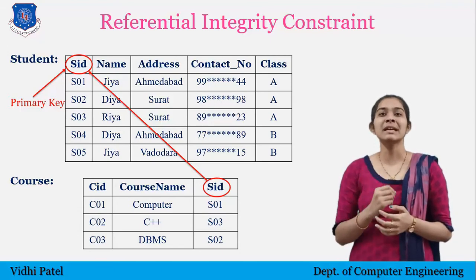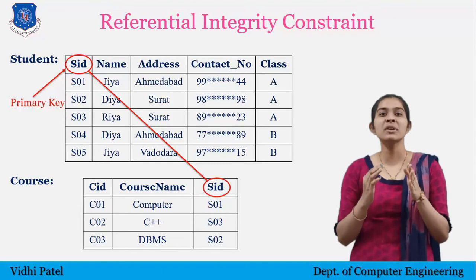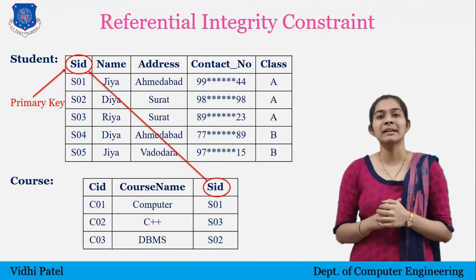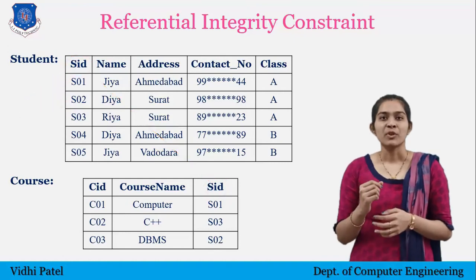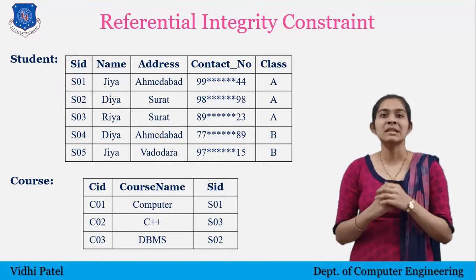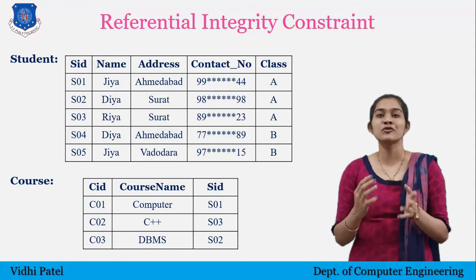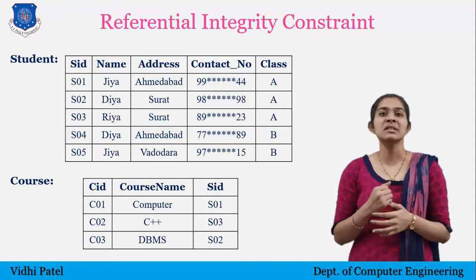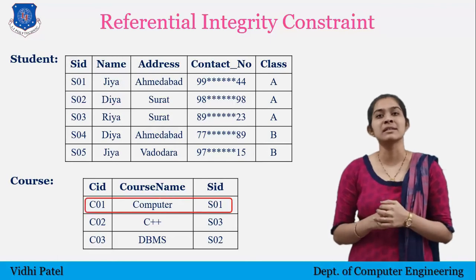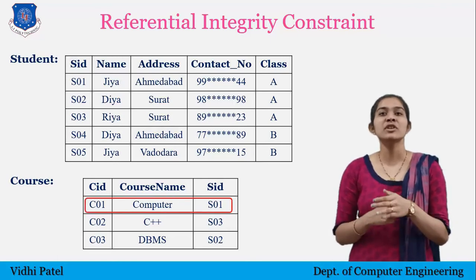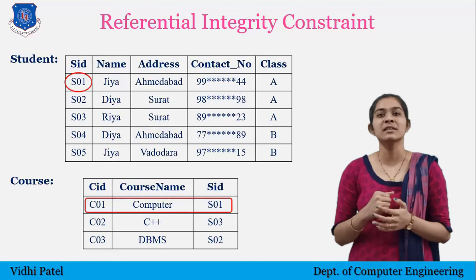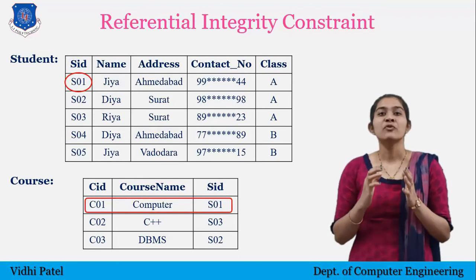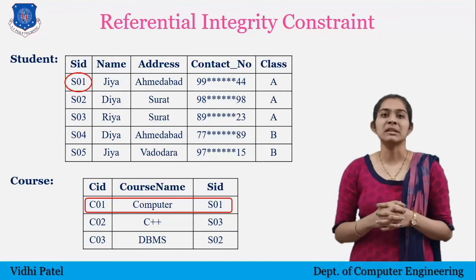A foreign key can have only those values which appear in the another relation where it is defined as a candidate key attribute. So, values of student ID in course relation must appear as a value of student ID in the student relation. For example, if a course C01 has a student ID S01, then S01 must appear as student ID in the student relation. No course can refer to a student which is not present in the student relation.